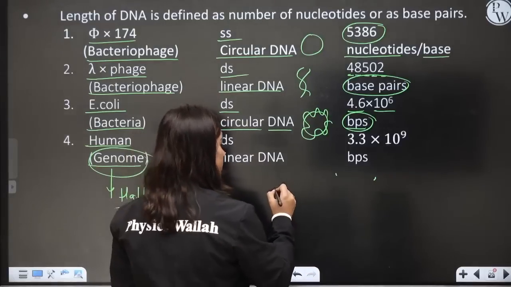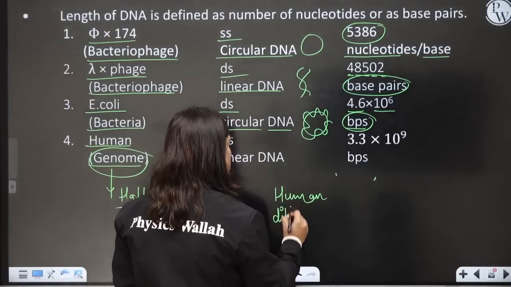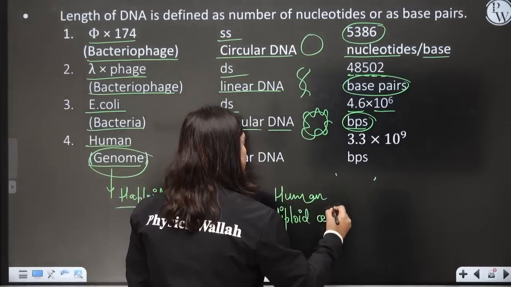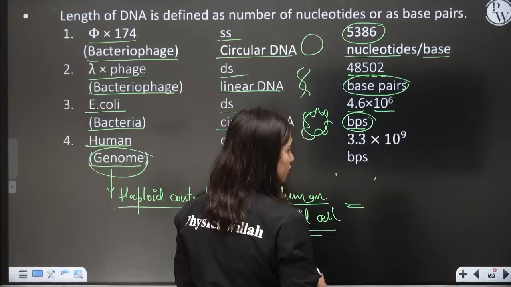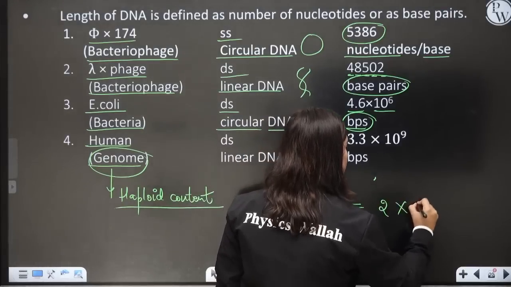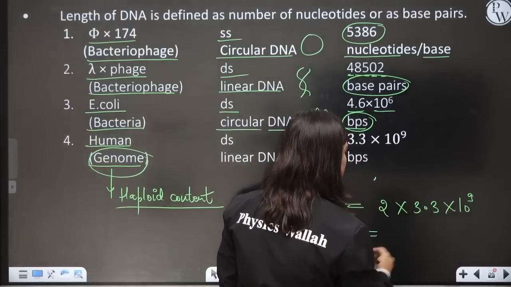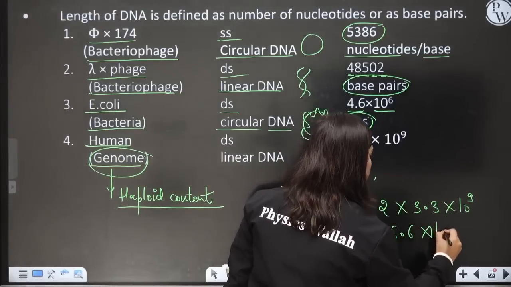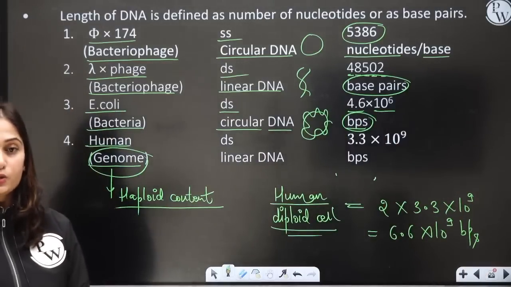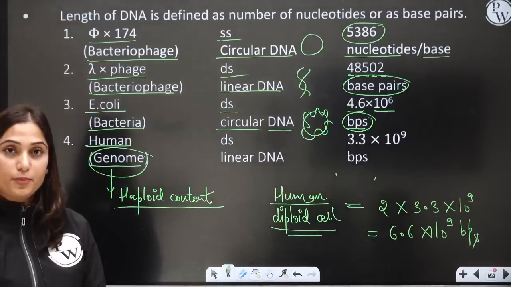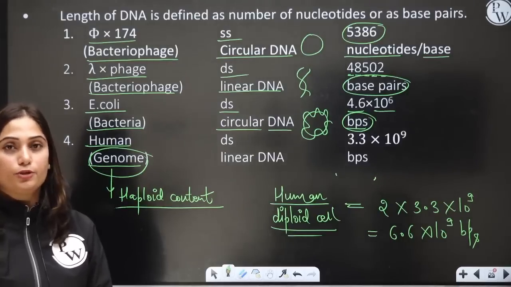If it is asked what the number of base pairs is in a human diploid cell, then in a human diploid cell or any mammalian diploid cell, the number of base pairs would be 2 into 3.3 into 10 raised to the power 9. That comes out to be 6.6 into 10 raised to the power 9 base pairs. So in a human diploid cell, the number of base pairs would be 6.6 into 10 raised to the power 9, and in the haploid cell it would be 3.3 into 10 raised to the power 9.